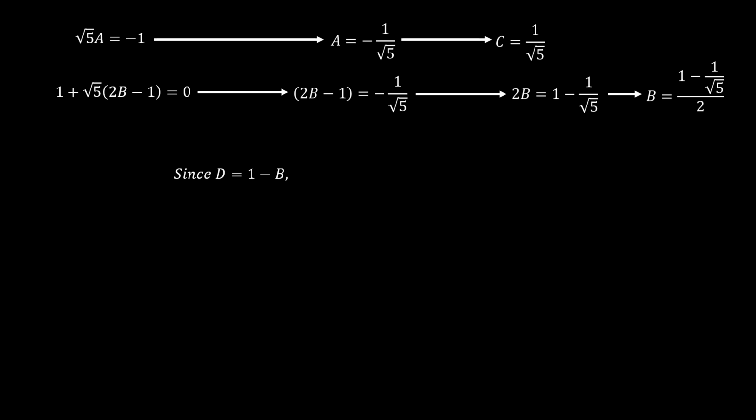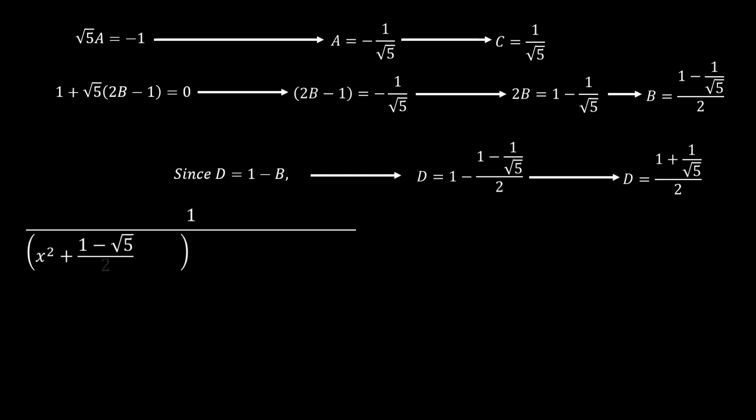Also, since d equals 1 minus b, as we saw previously, that means that d is the same as 1 minus (1 minus 1 over root 5) over 2. Make a common denominator for both, so we have 2 here, which makes this 2. 2 minus 1 is 1, and then minus minus we have plus 1 over root 5. So d is the same as (1 plus 1 over root 5) over 2.